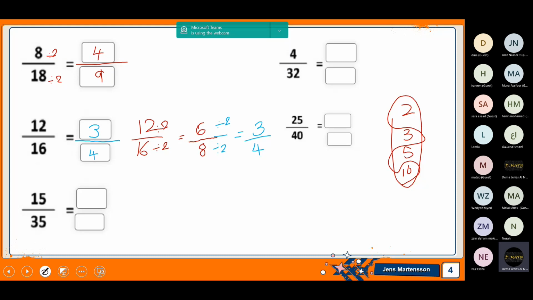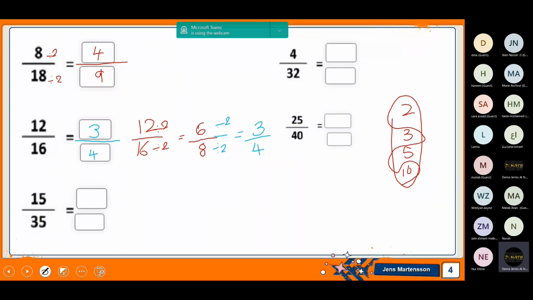Who wants to go next? Noor? Yes, teacher. Here we have 15 over 35. Can I divide 15 and 35 by 2? No, we can't, because 35 isn't even, and 15 isn't even either.